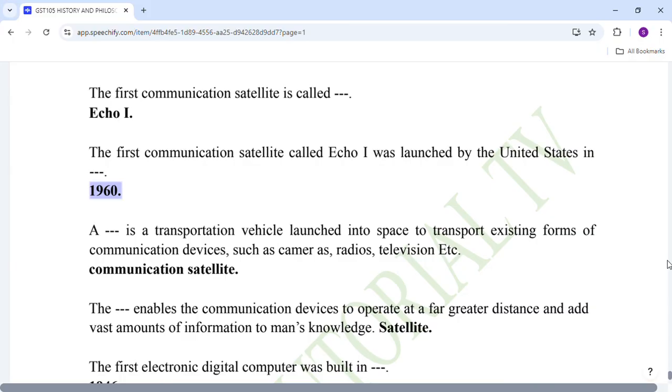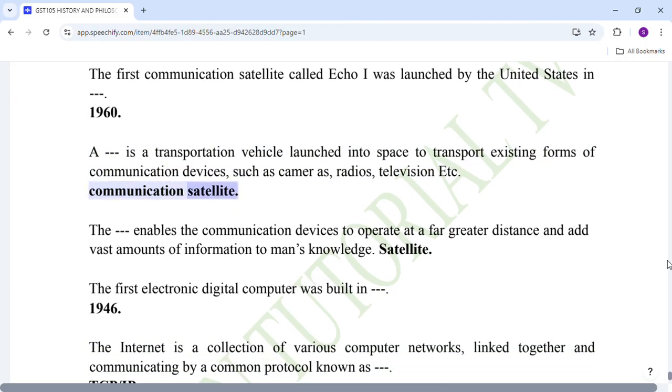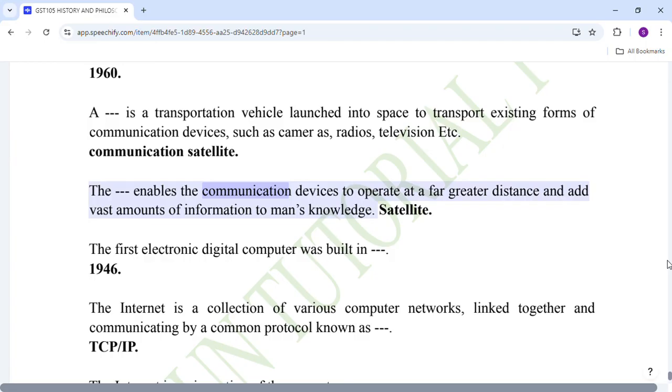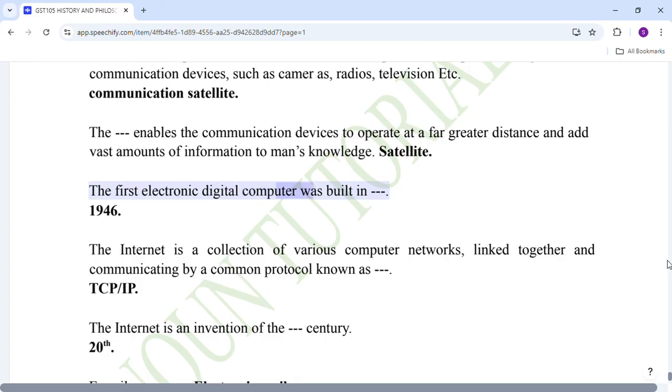A communication satellite is a transportation vehicle launched into space to transport existing forms of communication devices, such as cameras, radios, television, etc. The satellite enables the communication devices to operate at a far greater distance and add vast amounts of information to man's knowledge. The first electronic digital computer was built in 1946.